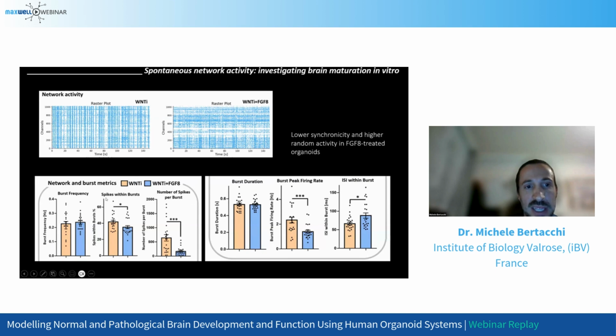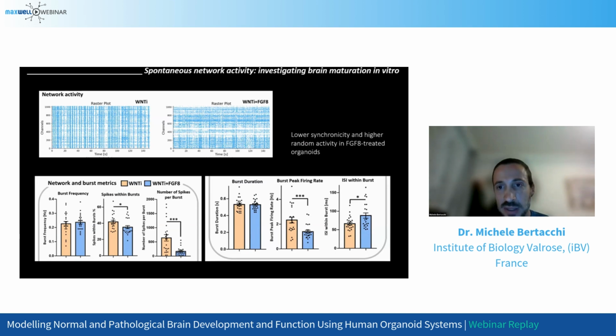So basically you can see that the spikes that are falling inside the burst are getting lower. And if you look inside the burst, you have a lower number of spikes that are constituting the burst, and also the firing rate in terms of frequency is going down. So this means that with FGFA-treated organoids, we have a lower synchronicity and a higher random activity.